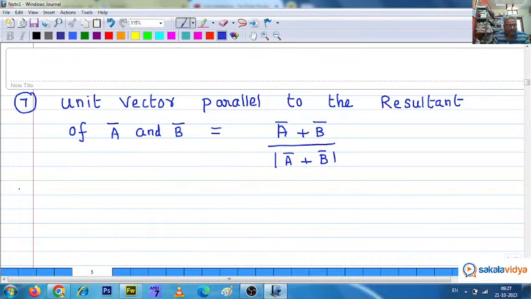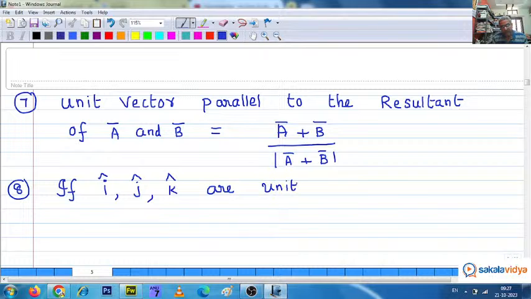So next concept, let's have a discussion. See, i, j, k, i cap, j cap, k cap, what are they? Do you have any idea about i, j, k? I is the unit vector along the x-axis, j is the unit vector along the y-axis, k is the unit vector along the z-axis. So my dear students, please remember that. They are unit vectors. What is meant by unit vector? Those whose modulus is 1 are said to be unit vectors.